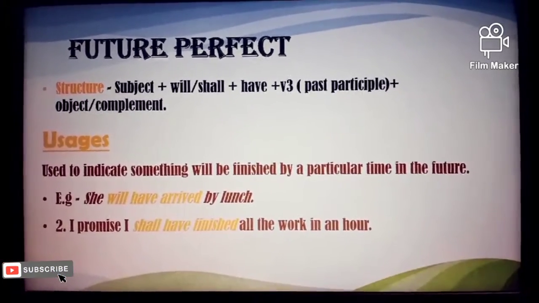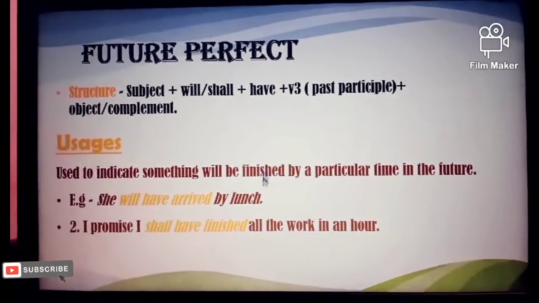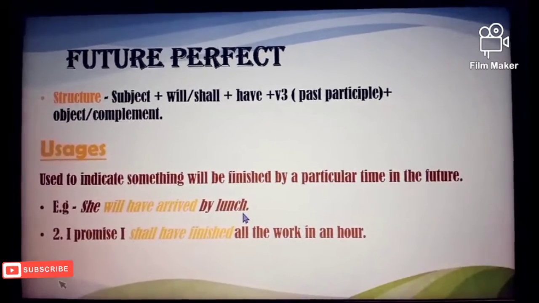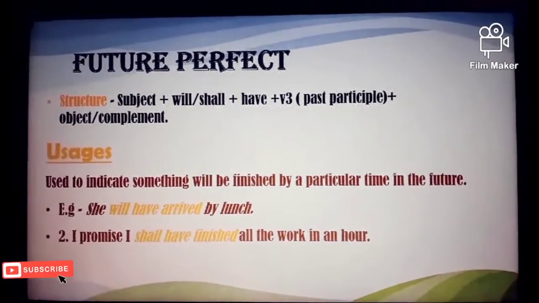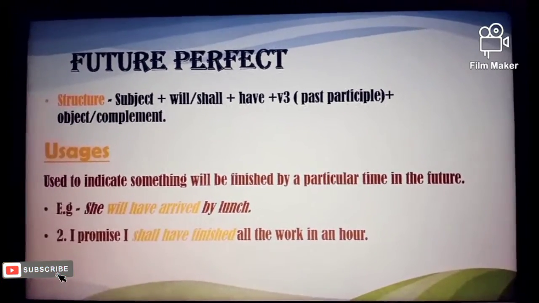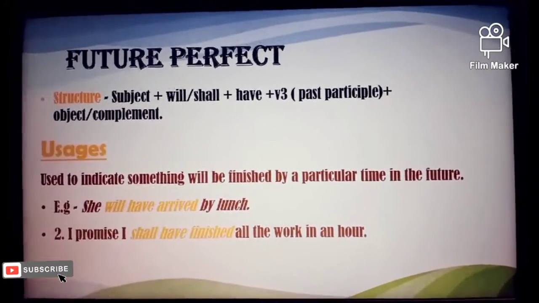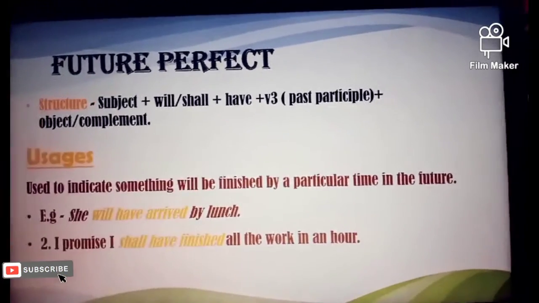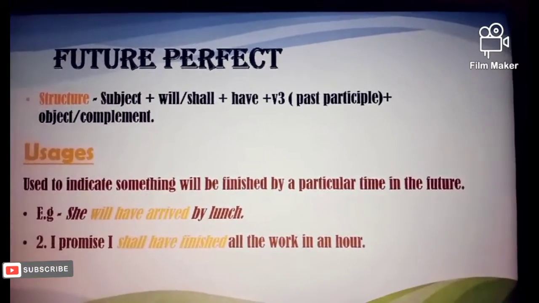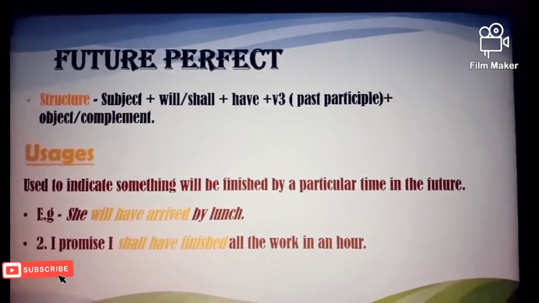Take a look at the example here. She will have arrived by lunch. By lunch is a particular time. Before that time in the future, she definitely has to arrive. And when she comes before the time in the future, this is called the future perfect tense. So the sentence says that she will definitely reach before lunch starts. An action will be completed before lunch or by the time of lunch in the future.